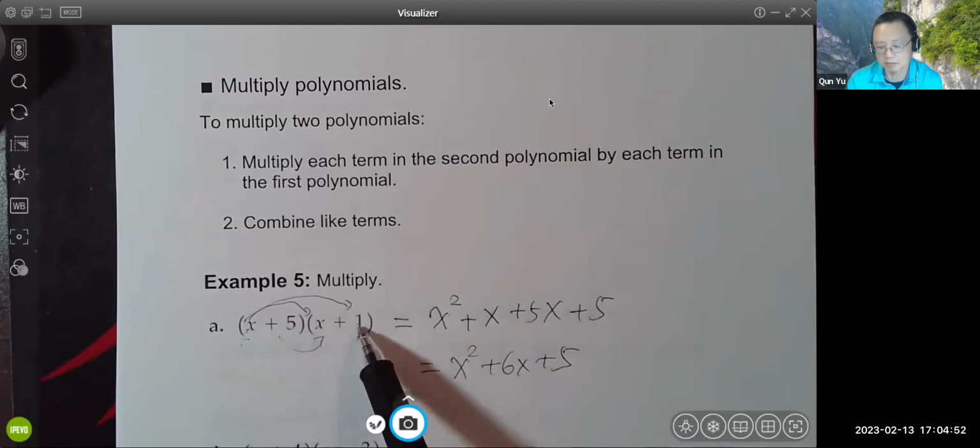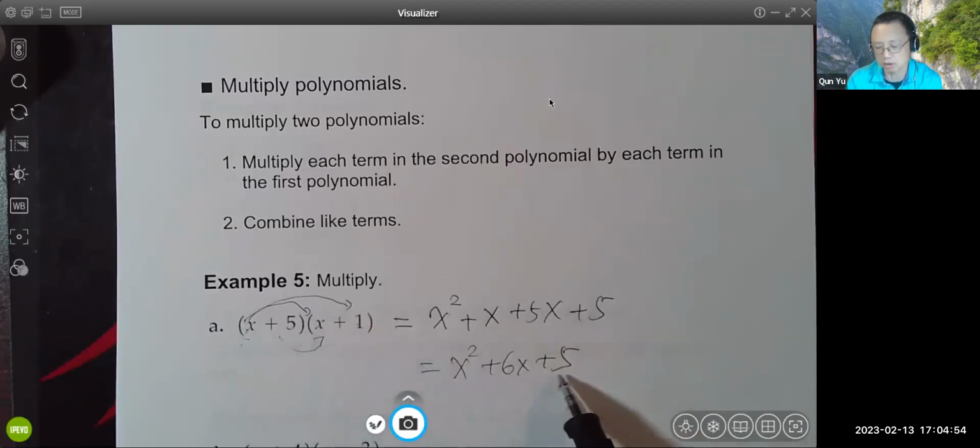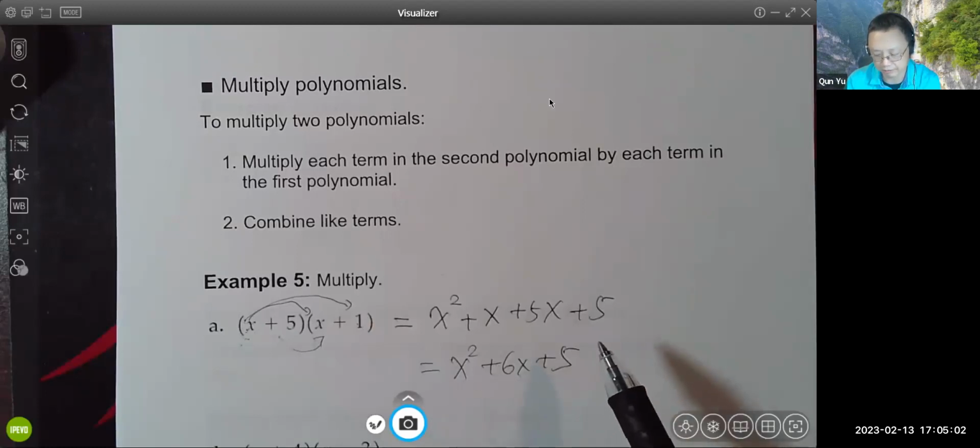Number times number, you get another number. You always have these three terms. It's just a matter of what numbers in each term. So understanding that, we can do this faster. Now, how do we do that faster?